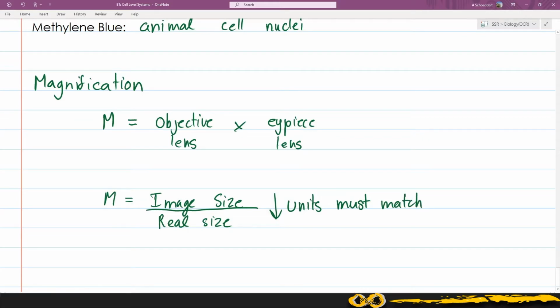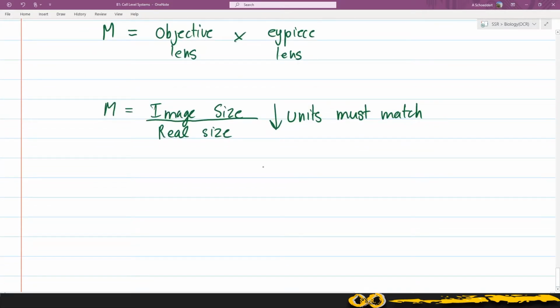And so often what you will be given is an image size in millimeters and a cell size in micrometers. So you need to remember that millimeters are 10 to the minus 3 meters, and micrometers are 10 to the minus 6 meters. So if you do that conversion, then you are able to have both your units matching and you're able to get the correct answer.